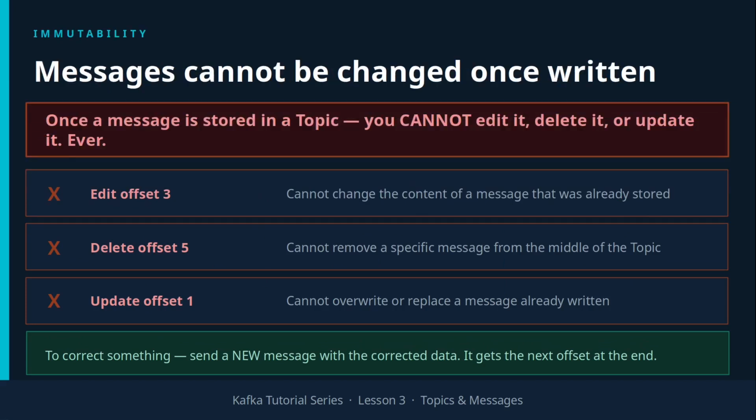Here is a very important rule. Once a message is stored in a topic, it cannot be changed. Ever. You cannot edit it, delete it, or update it. Kafka is a reliable record of everything that happened. Changing the past would break that reliability. If you need to correct something, simply send a new message with the corrected data. It gets the next offset at the end.